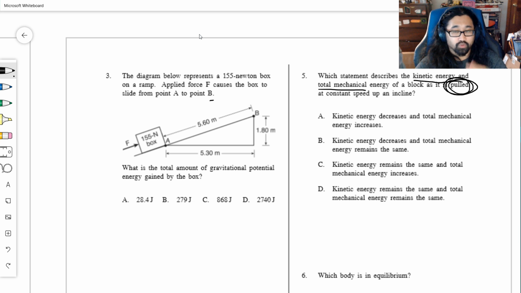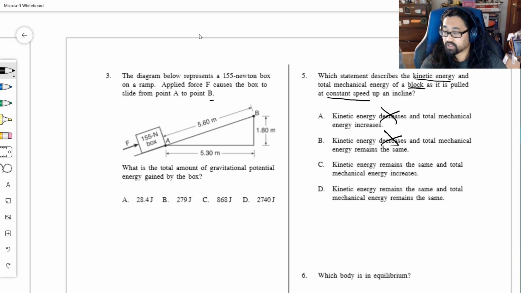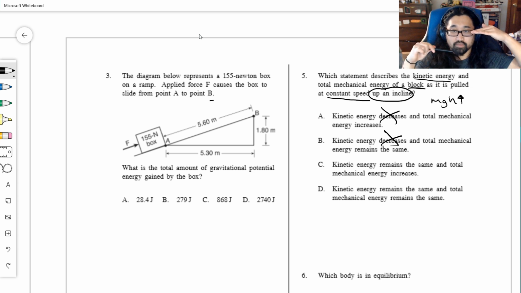So if we're only looking at the block on its own, the kinetic energy at a constant speed will remain the same. So these are bad. I have to choose either C or D. If we're also going up an incline, that means that mgh is going up. Kinetic energy stays the same. mgh, potential energy, is increasing, which means the total mechanical energy also must be increasing. And again, this is because we're looking at just the block, not the block and whatever's pulling it.